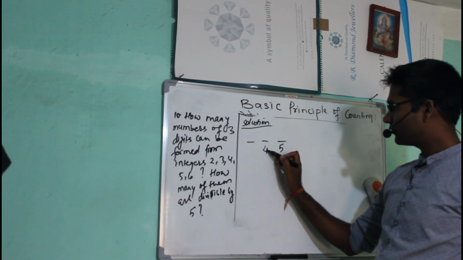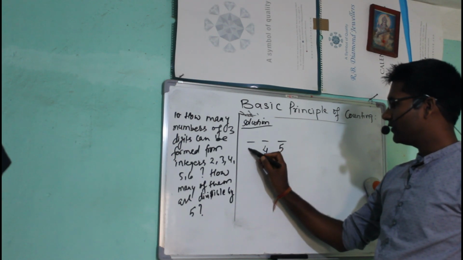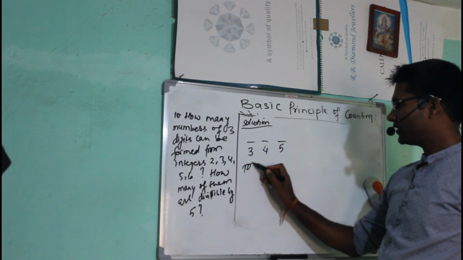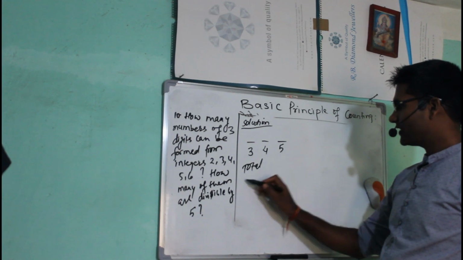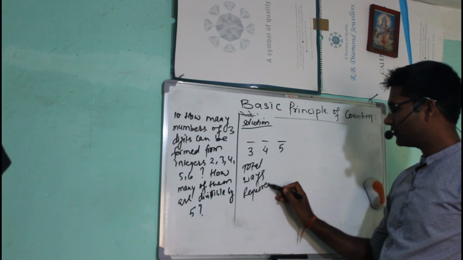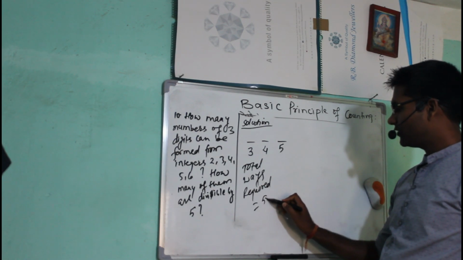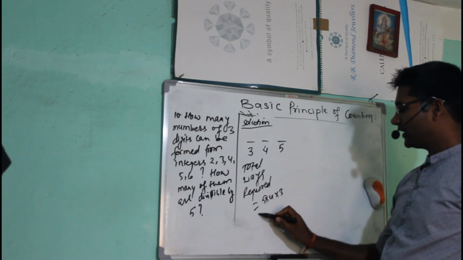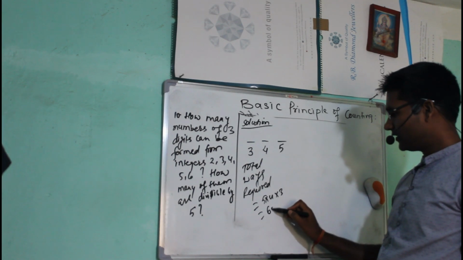For 10th place 4 choices. For 100 place there will be 3 choices. So total ways required will be simply, by the basic principle of counting, we can write here 5 into 4 into 3, and it is here 60.